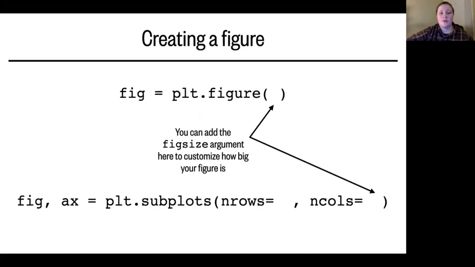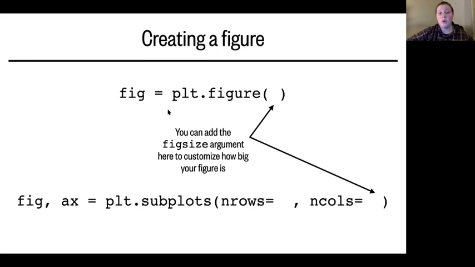So first things first, we're going to talk about how we create a figure. Remember, there's a couple of different ways to do that. You can say fig equals plt.figure, or you can say fig, ax equals plt.subplots, and then you give it a number of rows and a number of columns. Subplots, remember, you are creating multiple axes objects on a figure, whereas this one just creates a figure.